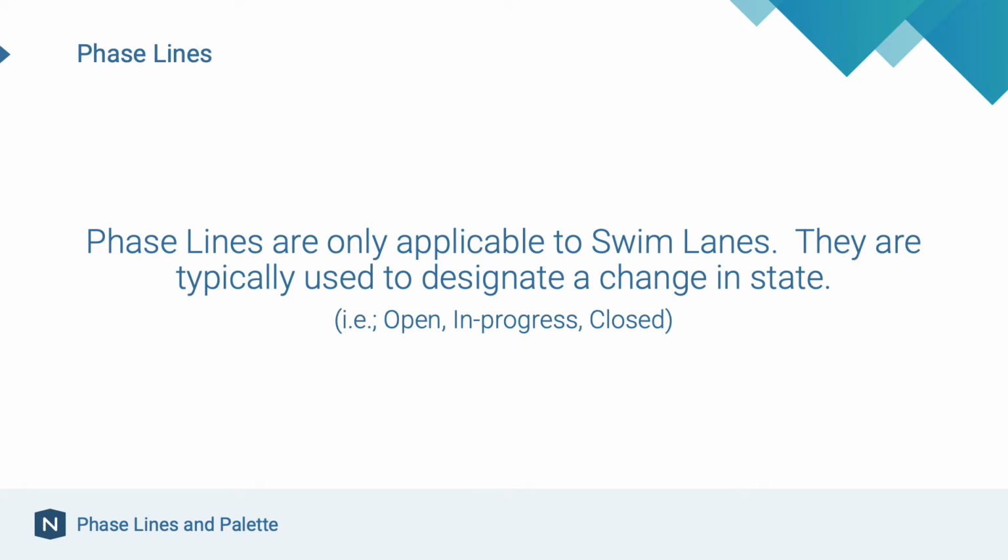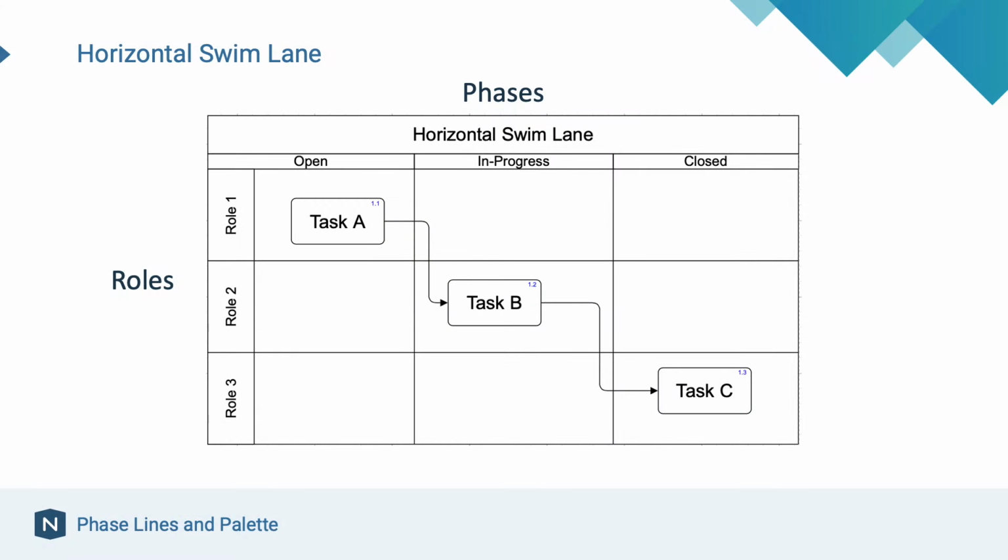These phase lines are typically used to designate a change in state, for example, open to in progress or closed. In this example, you can see a typical swim lane diagram. We have 3 roles and 3 tasks, and you can see that the tasks are spread across the 3 roles. The introduction of phase lines allows me also to designate the change of state right here on the diagram.